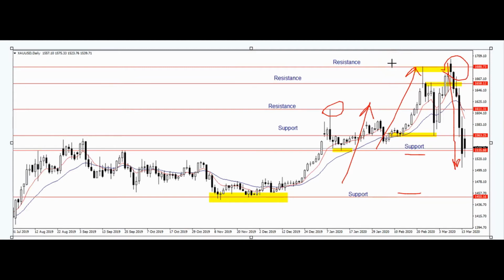But for now, my bias is long term. I'm a long term trader. My bias is bullish on this pair, and we'll wait to see what happens and take advantage of this current weakness in the market to allow us to buy on weakness.